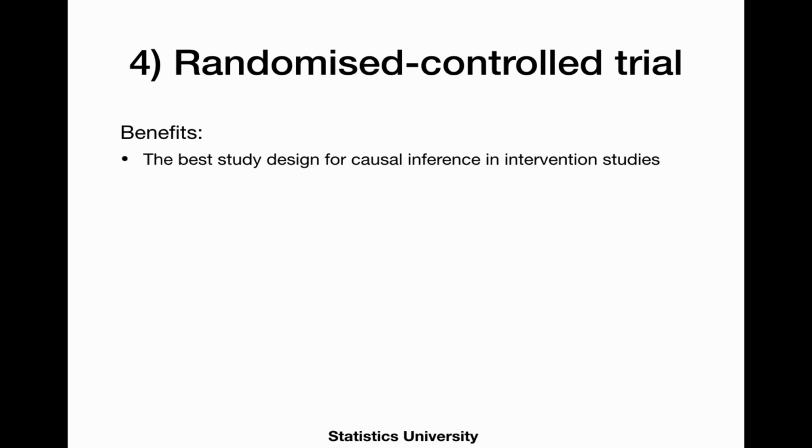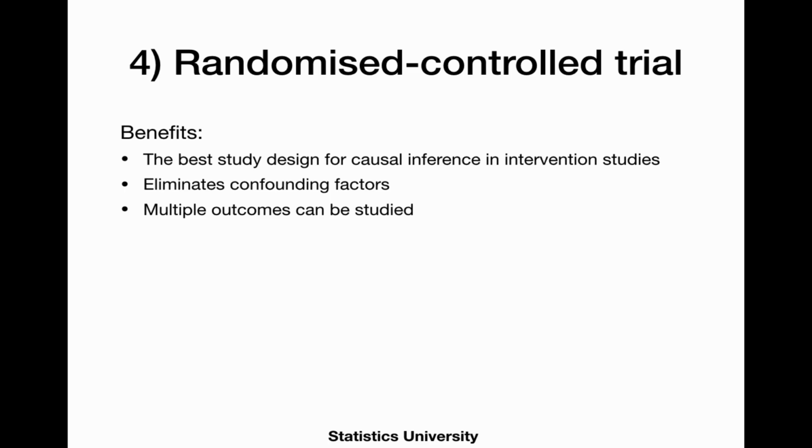The benefits of randomized controlled trials are that it's the best study design for causal inference in intervention studies, due to the fact that we can create comparable groups with regard to their baseline characteristics, and thereby eliminate confounding factors. And multiple outcomes can be studied in an RCT. Furthermore, we can obtain both relative and absolute risk measures.